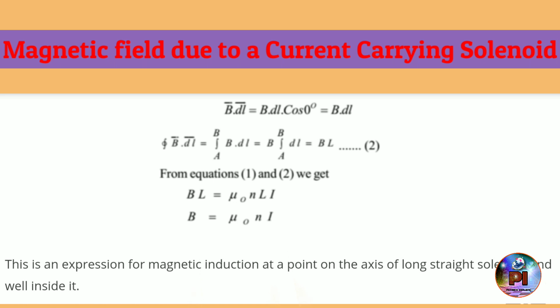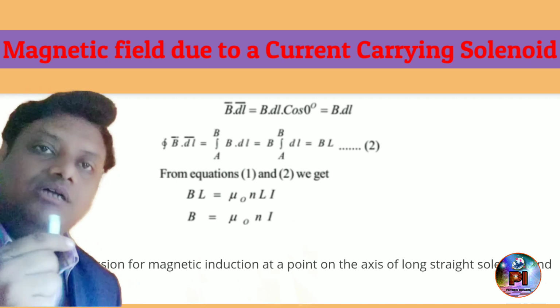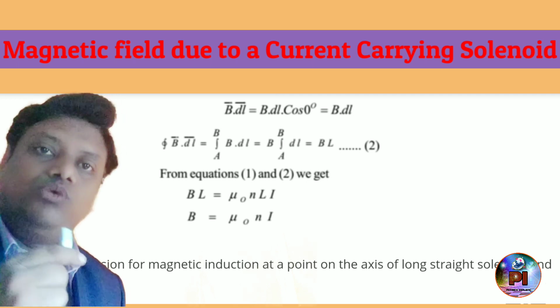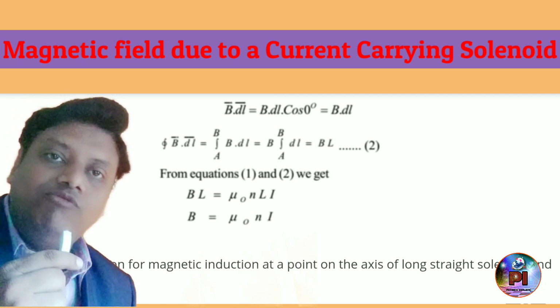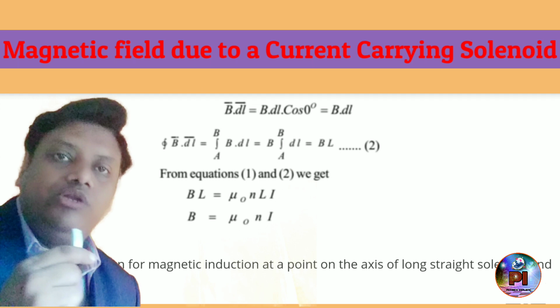So now from equations 1 and 2, we have BL equal to mu naught N L I. We are comparing equations 1 and 2. We have BL equals mu naught N L I, and so L is cancelled from both sides. We have the final expression B equal to mu naught N I. So this B equal to mu naught N I is the expression for the magnetic field due to a solenoid at a point which is present well inside the solenoid.